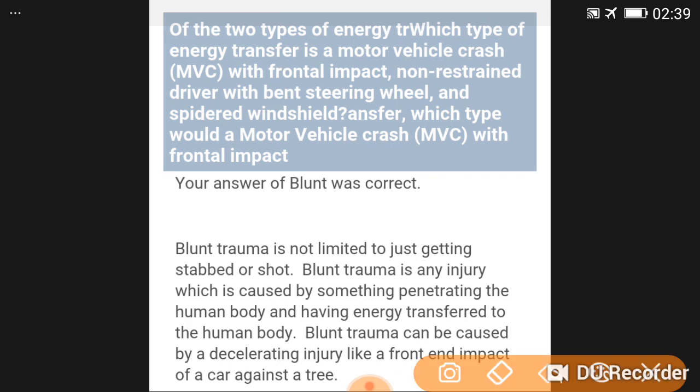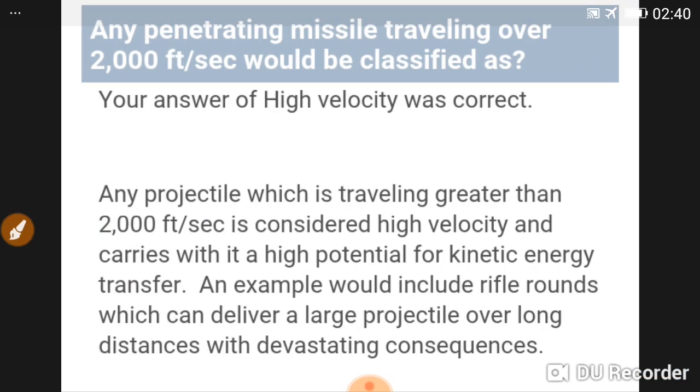Which type of energy is transferred from a motor vehicle crash in a frontal impact, with a non-restrained driver and a bent steering wheel? Our answer is blunt, which was correct. Blunt is not limited to just getting stabbed or shot. Blunt trauma is any injury caused by energy transfer to the human body. Blunt trauma can be caused by decelerating injury, like a frontal impact of the car against a tree.